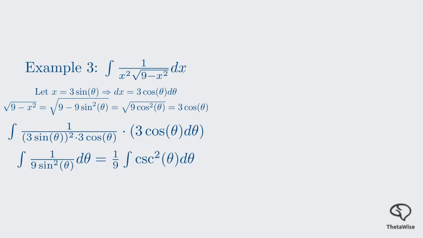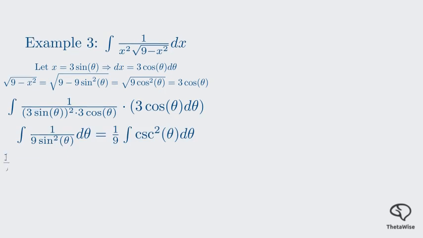The integral of cosecant squared is a standard integral. The integral is negative 1/9 cotangent of theta plus c. We're not done yet. Our answer is in terms of theta, but the original problem was in terms of x. We need to substitute back.